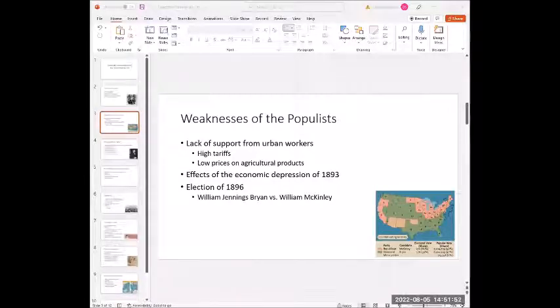Well, the urban workers, they liked high tariffs. And a tariff, if you're not familiar with it, is an import-export tax. If there's a high tariff, that means that imports coming from other places like Great Britain are going to have a big import tax, meaning that they're going to cost a lot more, right? And that protects American industries. So for urban workers, that's a good thing because they want American industries to be protected. That's where they work, right? They work at the American factories.